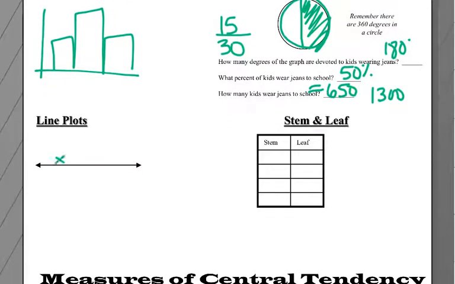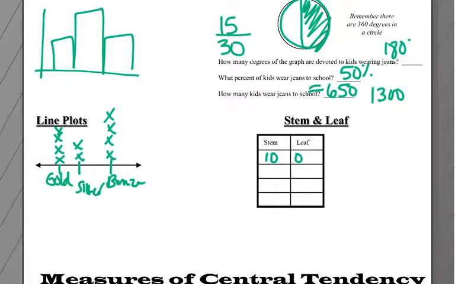Line plots is where they have something like, I usually use the example of the Olympics: gold, silver, bronze, how many medals? They'll put X's on this line plot to show how many medals we have. Stem and leaf plot always works best with grades. Let's say we gave a test and someone got 100. We would put that as a stem of 10 and a leaf of 0 to be 100%. And a 98% would look like that, or a 97, or a 96, or an 82, or a 77. It's just a way to organize the data so you can have all the numbers in order and it doesn't take up so much space.